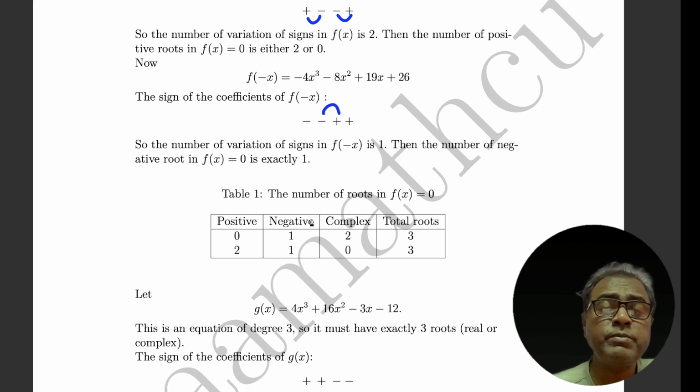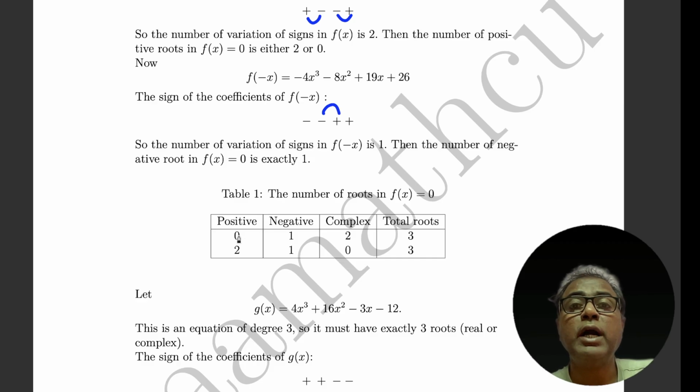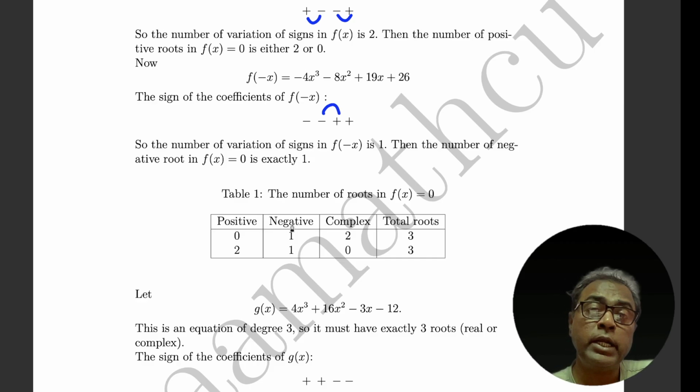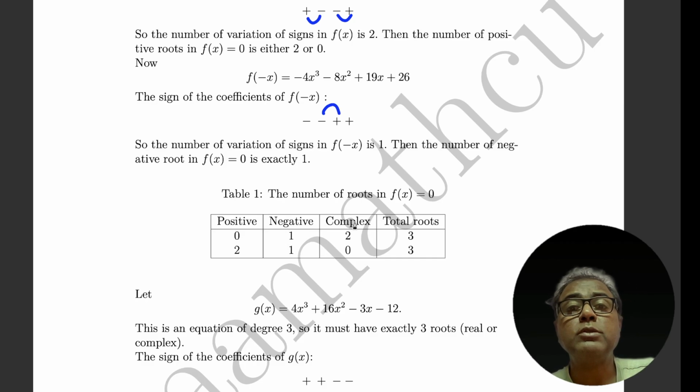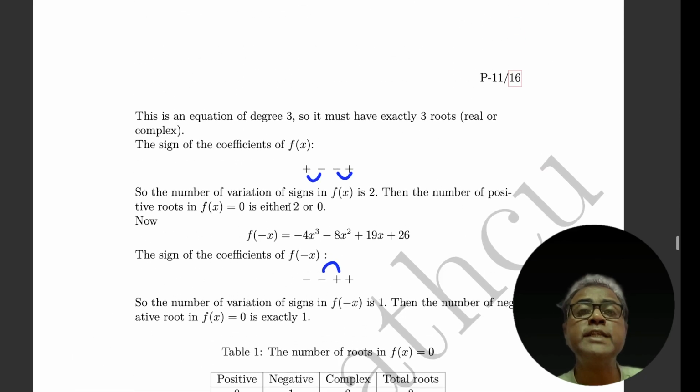So for all combinations of the roots of fx equals 0, positive roots are either 2 or 0, negative roots always 1, and the equation is a third degree polynomial. So 3 roots. So the other 2 roots are complex. So the total number of roots is 3. If the number of positive roots is 2 and negative root is 1, then complex roots must be 0 and the total number of roots is 3.